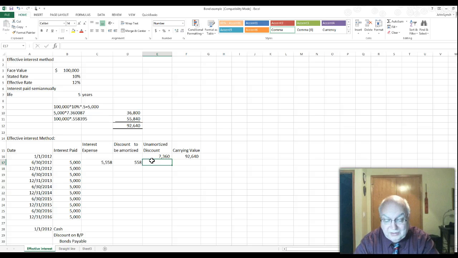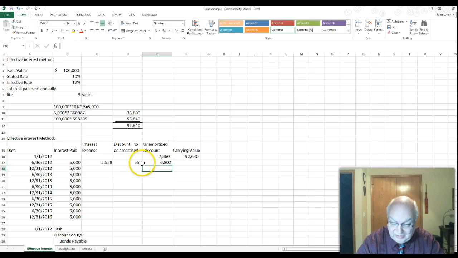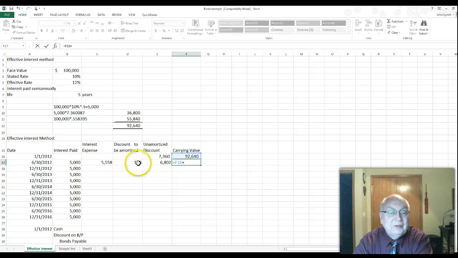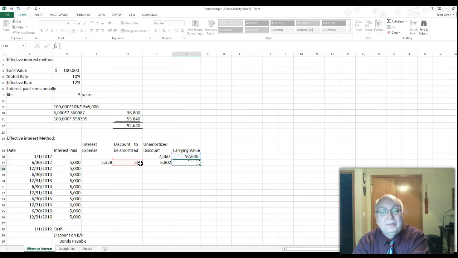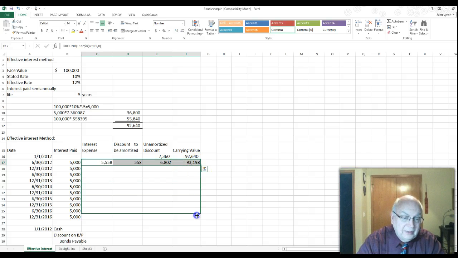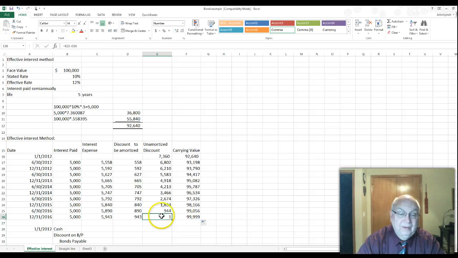The unamortized discount, well, we got rid of that one, minus the 558, because that's how much we've amortized. That needs to be 0 when we get done. And for this one, we add the discount to be amortized, because we want that to equal 100,000 when we're done. If you do that and copy this down, then hopefully it should work. Now, you notice in the last one here we have $1, and that's because of rounding.